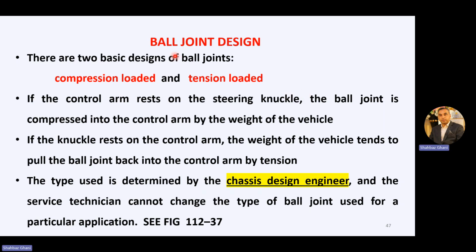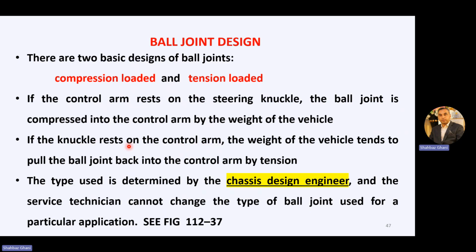Now the basic ball joint designs. There are two basic designs of ball joints, compression loaded and tension loaded. If the control arm rests on the steering knuckle, the ball joint is compressed into the control arm by the weight of the vehicle. If the knuckle rests on the control arm, otherwise, vice versa.